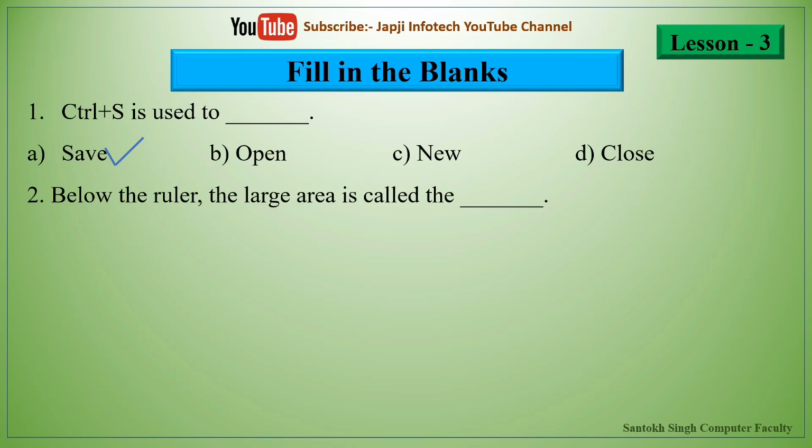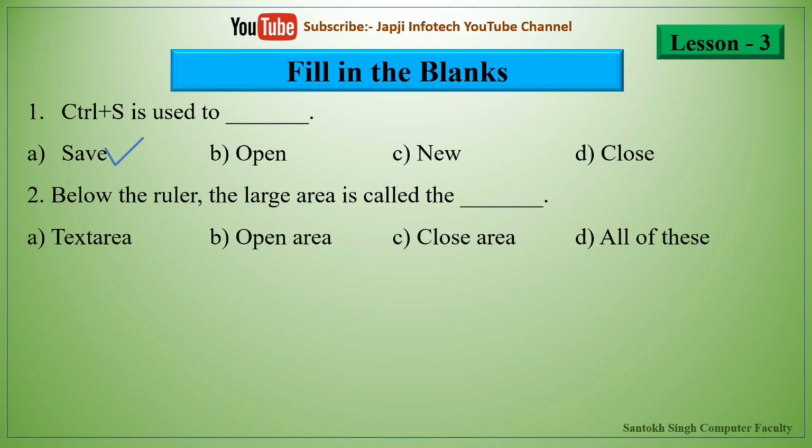Second one is: below the ruler, the large area is called the dash. The options are text area, open area, close area, all of these. So below the ruler, the large area is called the text area.